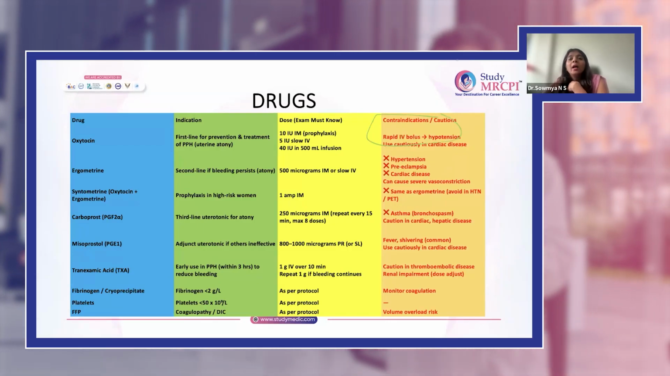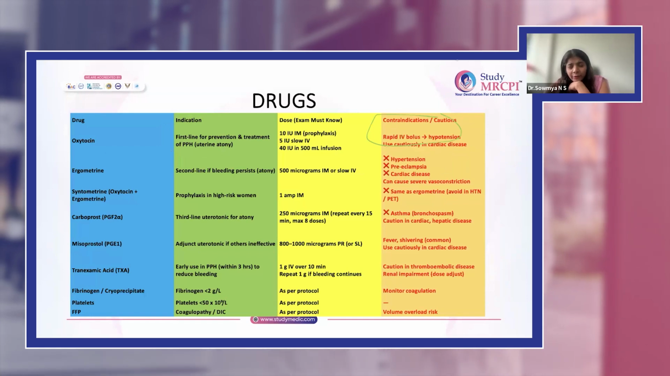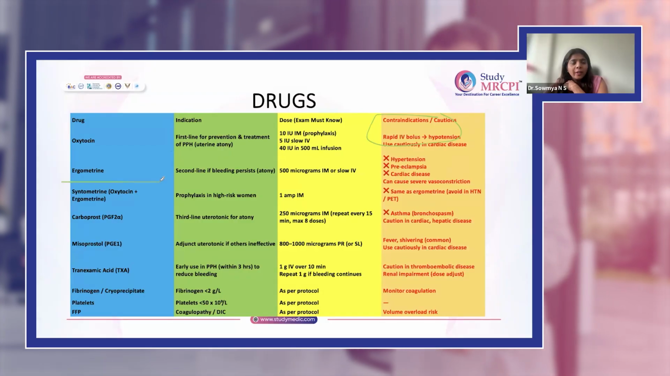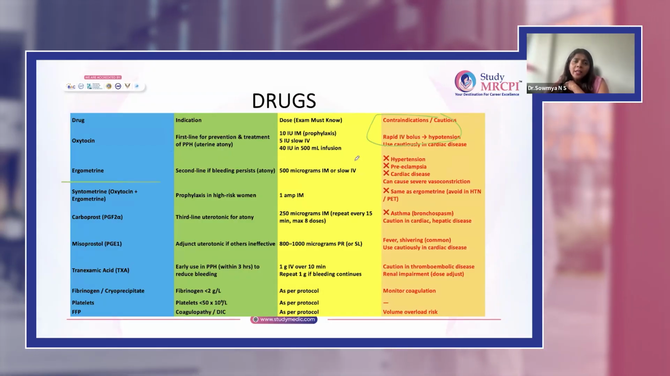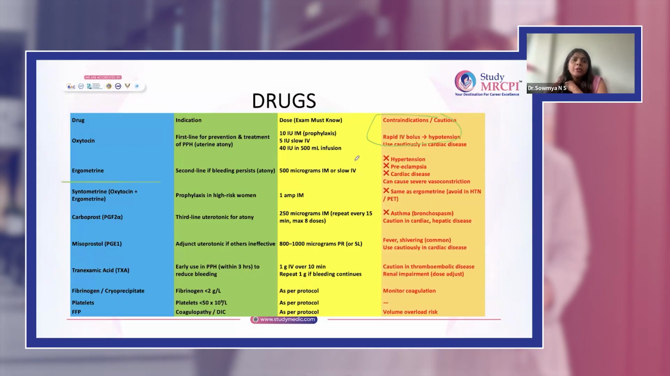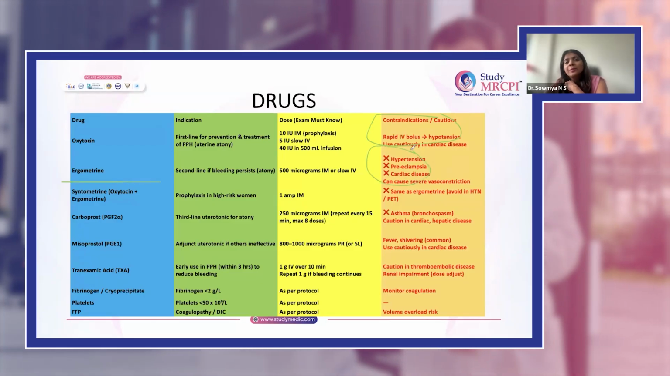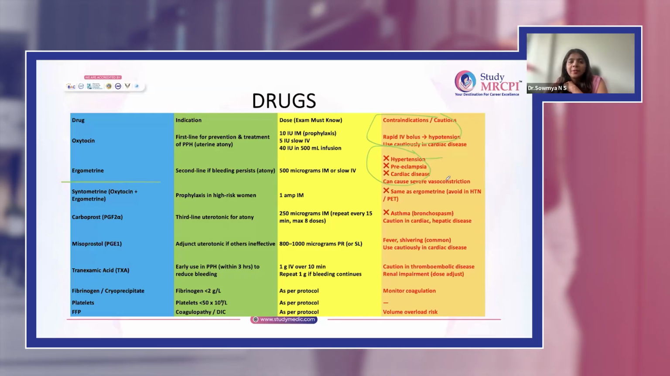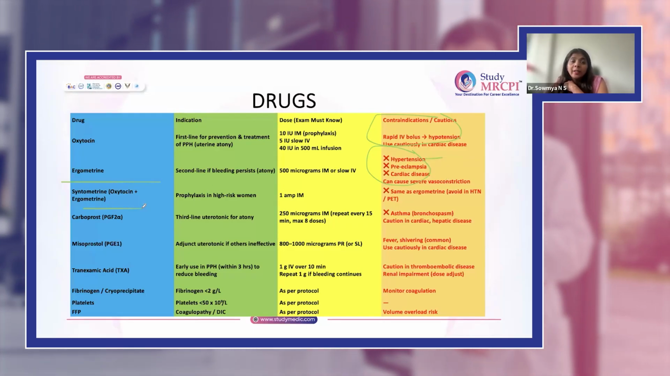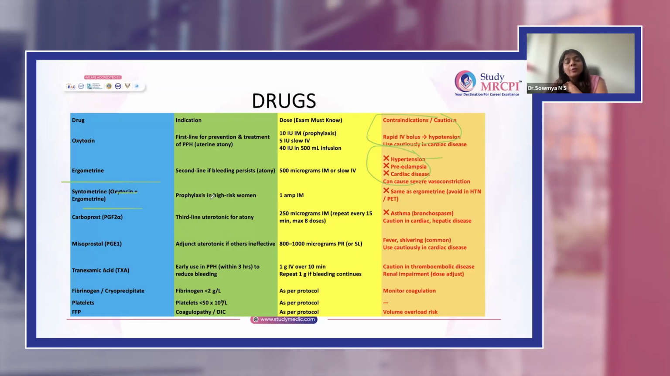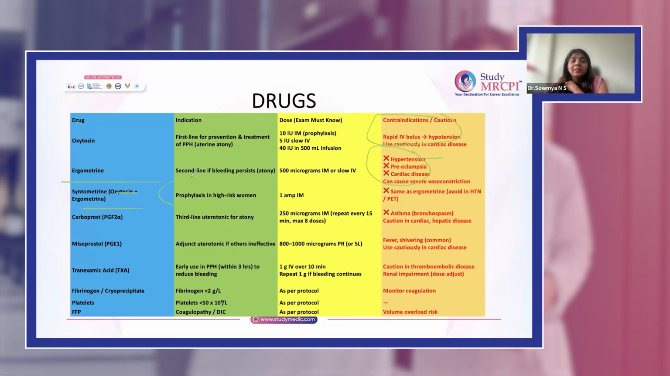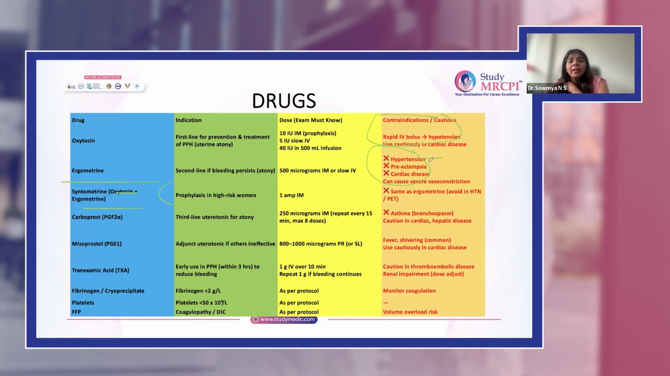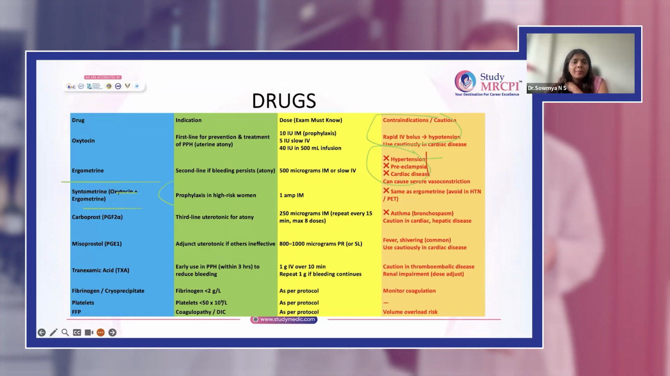And in cardiac disease, you give probably the minimal fluid, you give slow transfusions. Ergometrine, we know it is a really good agent to prevent PPH, but at the same time, because of the spasm it causes, it is not indicated in hypertension, preeclampsia, and cardiac disease. Syntometrine, a combination of oxytocin and ergometrine, you can use as a prophylaxis in high-risk women. Of course, you have to avoid it in all these contraindications.